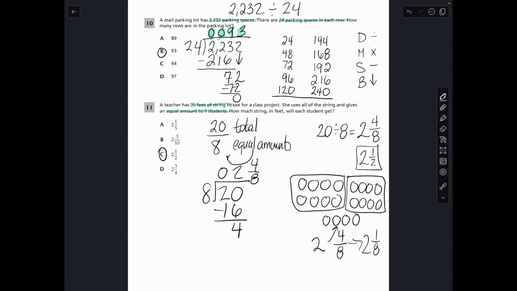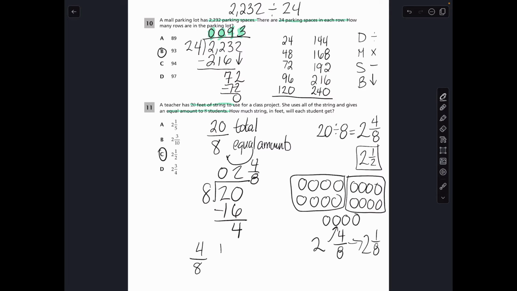So the spicy part really isn't the dividing. I think most kids get that it's 2 and you have a remainder of 4. The challenge is you have to simplify this fraction, the 4 eighths. And there are ways you can simplify fractions. I'm trying to think of easy ways. You can just think, what are common ways that I can divide both numbers?